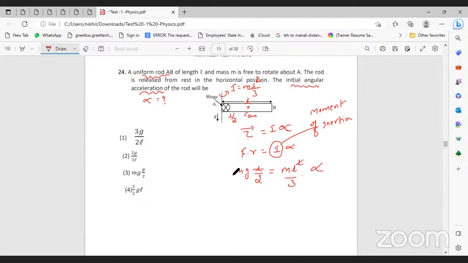L and L will get cancelled. M and M will get cancelled out. So alpha value will be equal to 3g divided by 2L. 3g divided by 2L. So which is the right option? Option 1 is the right answer. So it is 3g divided by 2L. Correct, no?